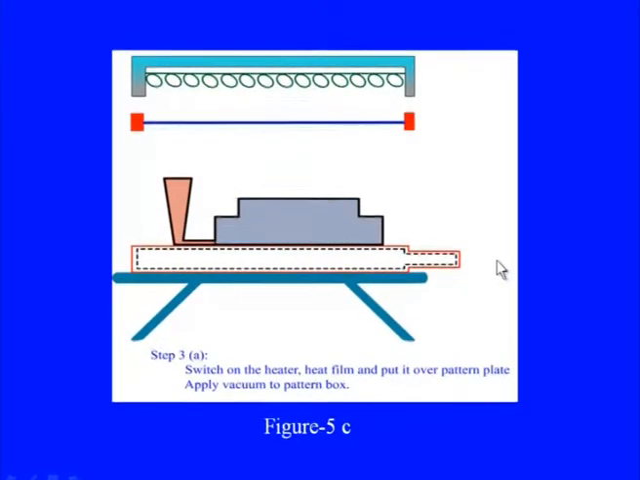In the next step, the heater is switched on. This heats the film and put it over the pattern plate. Then simultaneously, vacuum is also applied to the pattern box.